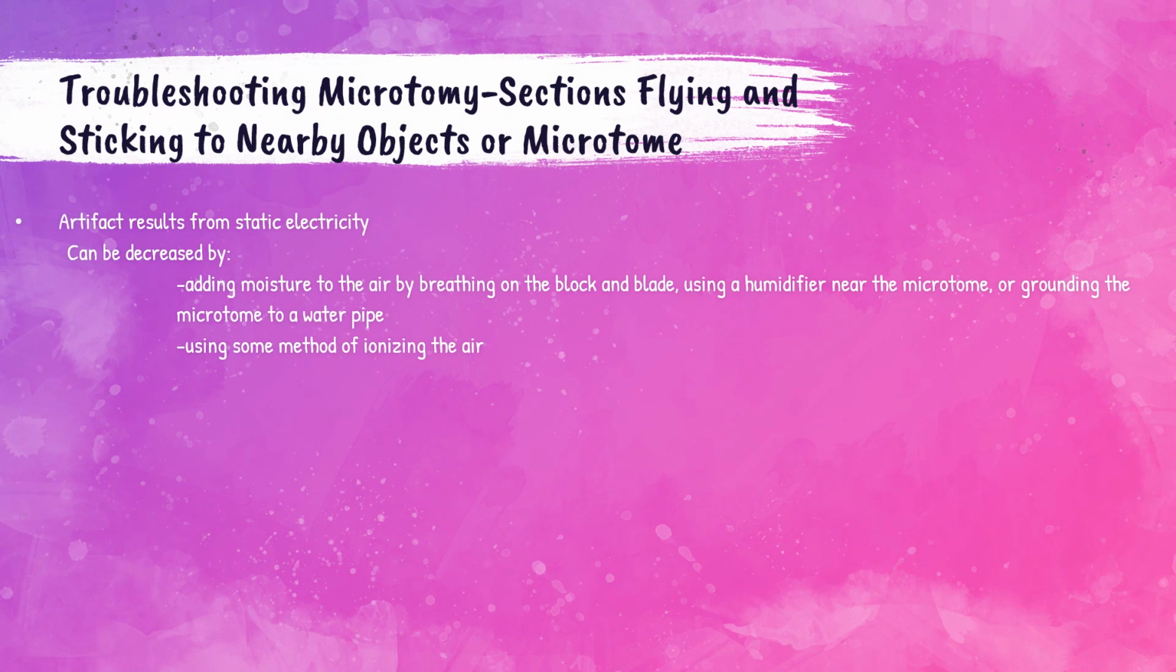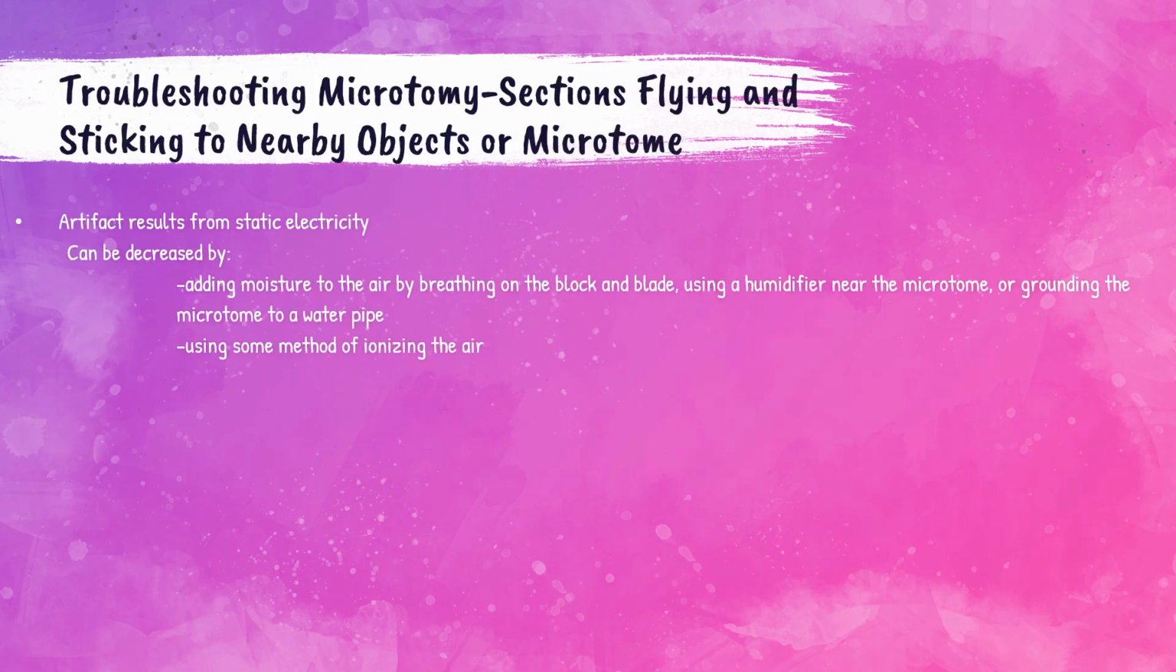Sometimes sections will fly and stick to the microtome or to nearby objects. This is the result of static electricity. This can be prevented by using a humidifier in the laboratory. This adds moisture to the air, reducing that static. You can also find a way of ionizing the air to prevent this from happening.